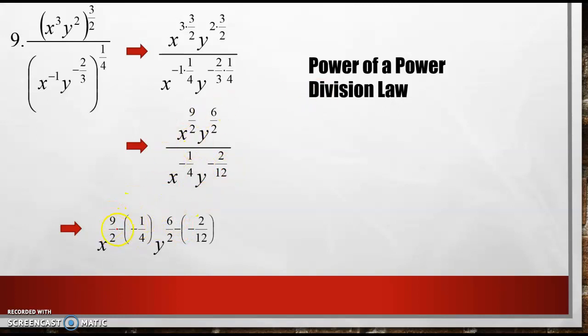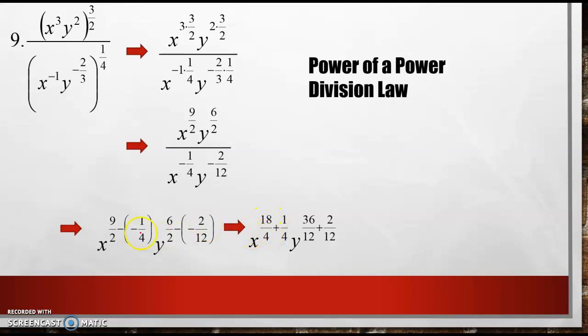Then you use the division law, so 9 halves minus the negative 1/4. Why do you still need to copy the negative? Because if you still remember the division law, there should be a negative outside, even if the exponent here is a negative sign, so you still need to copy the sign here. And the same goes with the other one, right? So what will happen to the sign? It becomes positive, right?